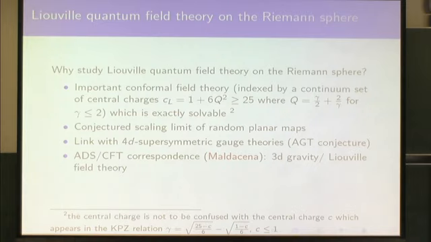Liouville quantum field theory is in fact a conformal field theory with central charge 1 plus 6Q squared, where Q is given by gamma over 2 plus 2 over gamma, for gamma less than or equal to 2. Since Q is going to appear often in my talk, I reminded it over there on the board. In this talk, gamma will be between 0 and 2, sometimes equal to 2 on one or two slides, and Q will be given by this expression.